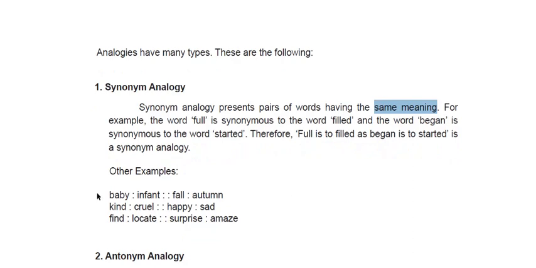So we have here examples of synonym analogy. Do not include the second example because I think this one has a typographical error. When we say baby, that is synonymous with infant. When we say fall, that is the synonym for autumn. So when you read this example, you will say baby is to infant as fall is to autumn. Another, find is to locate as surprise is to amaze. So they are examples of synonym analogy.